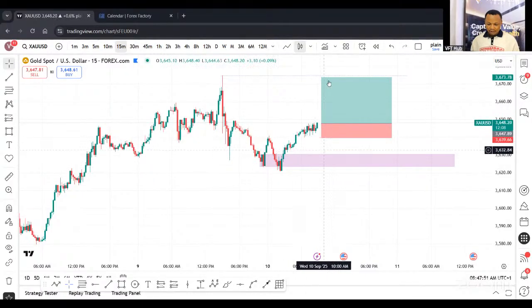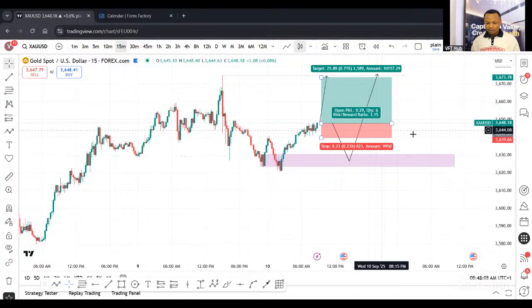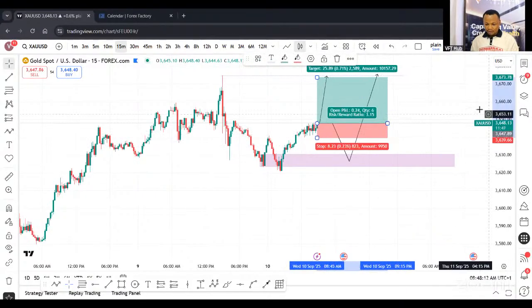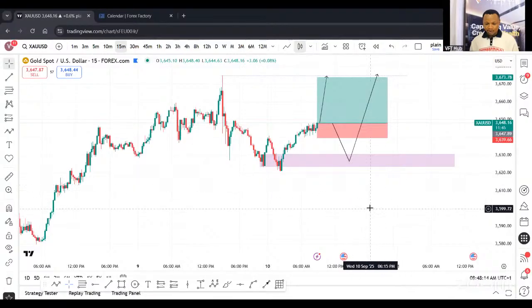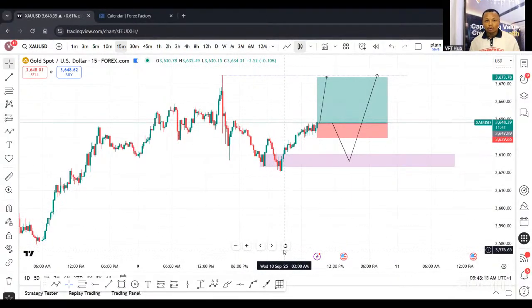So these are the two entries for gold buys this morning. So we can quickly wrap that up. For this, we're looking to see it trade all the way here. And then for this, we're looking to see it trade to the downside and then go all the way to the upside. So these are the two things we're expecting gold to do this morning, either this first buy setup or the second buy setup. All right, so this is what we are looking out for on gold this morning.